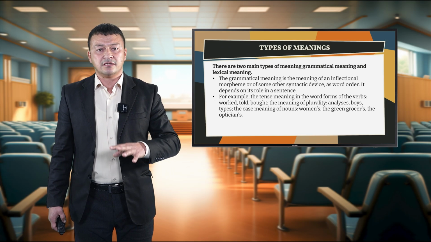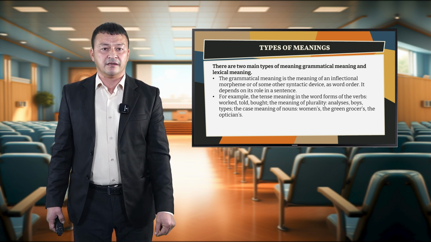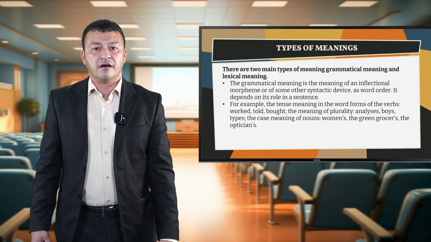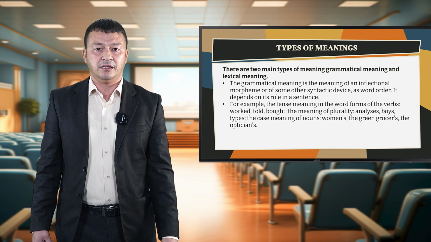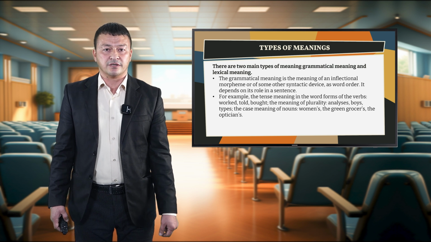Traditionally there are two types of meanings of the word: grammatical meaning and lexical meaning. The grammatical meaning is the meaning of an inflectional morpheme or of some other syntactic device such as word order. It depends on its role in a sentence. For example, the tense meaning in the word forms of the verb: worked, told, bought. The meaning of plurality: boys, types. The case meaning of nouns: women's, the greengrocer's, the hospital's, the optician's.